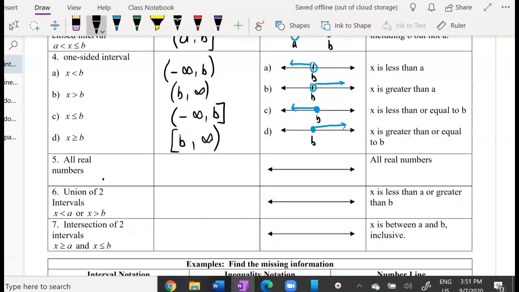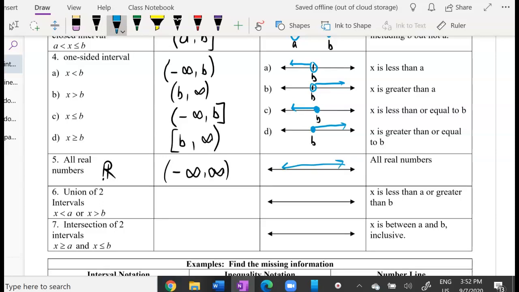All real numbers, I usually just use some kind of a fancy R, so we can just, in interval notation, go from negative infinity to positive infinity. That's supposed to be an infinity symbol, and on the number line, you pretty much just graph the whole thing, so you can just do something like that.